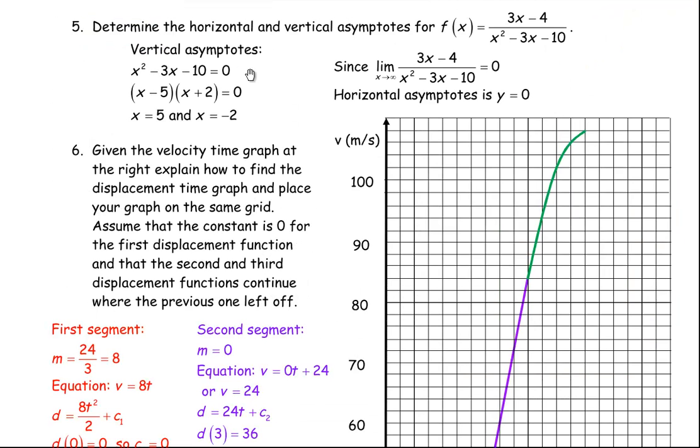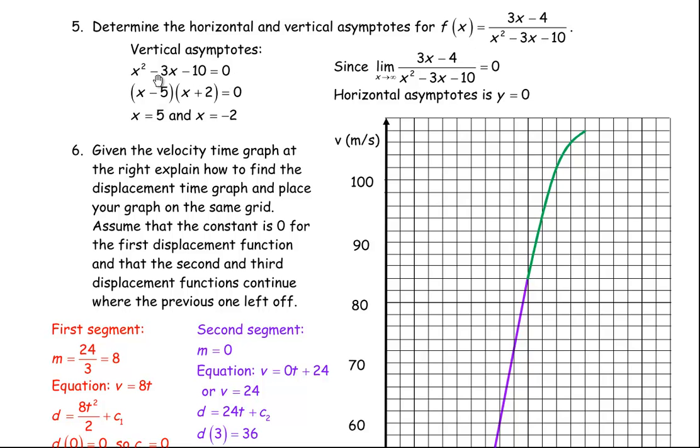In question number 5, we're asked to find the horizontal and vertical asymptotes for this rational function. So let's take a look at the vertical asymptotes first. The vertical asymptotes are values for x that make the denominator 0 and hence the function undefined. So we can find the vertical asymptotes by setting the denominator equal to 0.